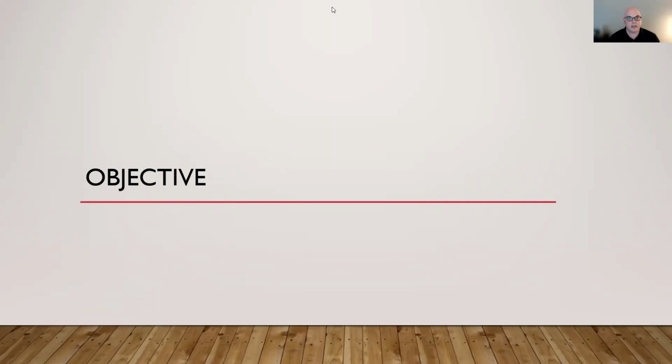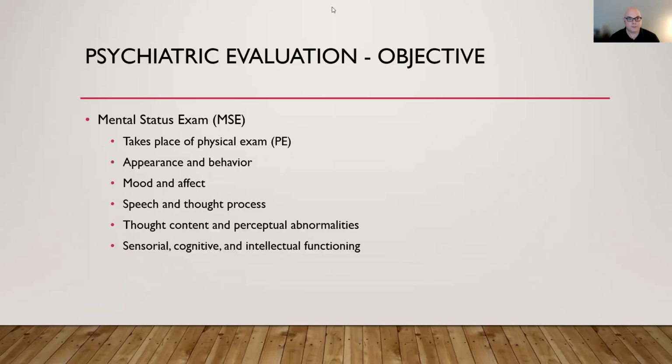Now we're going to move into the objective section. So we start the objective section with the mental status exam. This is not to be confused with what's called the Folstein mini mental status exam. You may know that from neurology settings, maybe from nursing, or from being a provider in a neurology setting. This isn't that. The MSE, the mental status exam, is the psychiatric form of the physical exam.